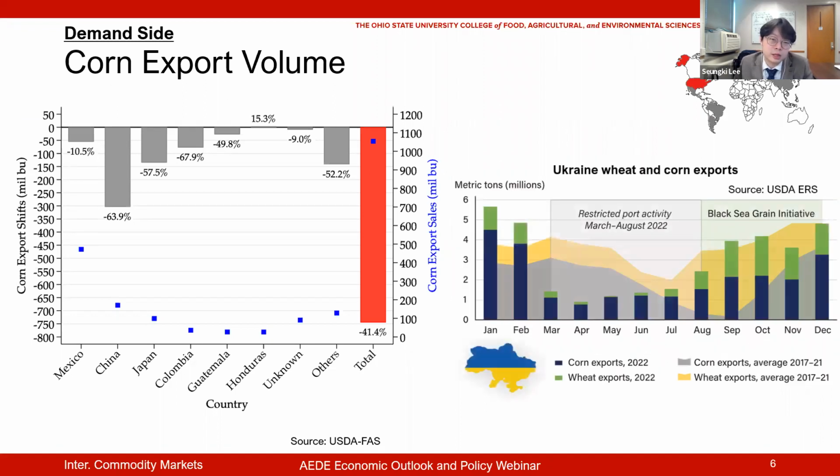The other reason I could pick was the Ukraine wheat and corn exports. Obviously, they had a big issue because of the war. But after that, as you can see, from August they started exporting through the Black Sea Grain Initiative.